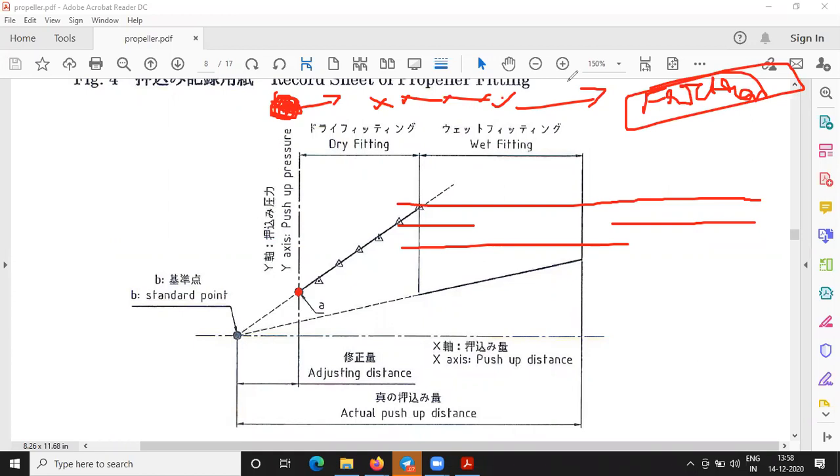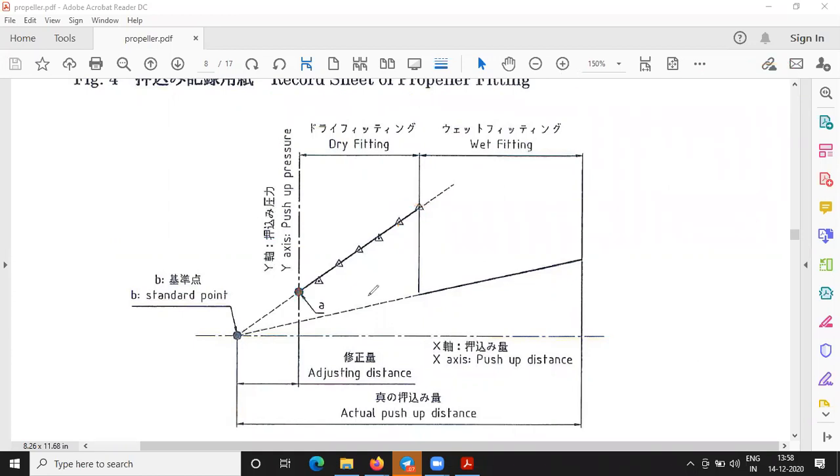Yes, sir. Theoretically, if I say the oil pressure is overcoming the friction between the boss and the propeller, that is the point where the pushing starts. I repeat, when I give oil pressure that overcomes the friction between the boss and the propeller, that is when the push-up starts. Now, the oil pressure which I am giving here is less than the friction between the boss and the propeller. That's why the propeller does not move in.